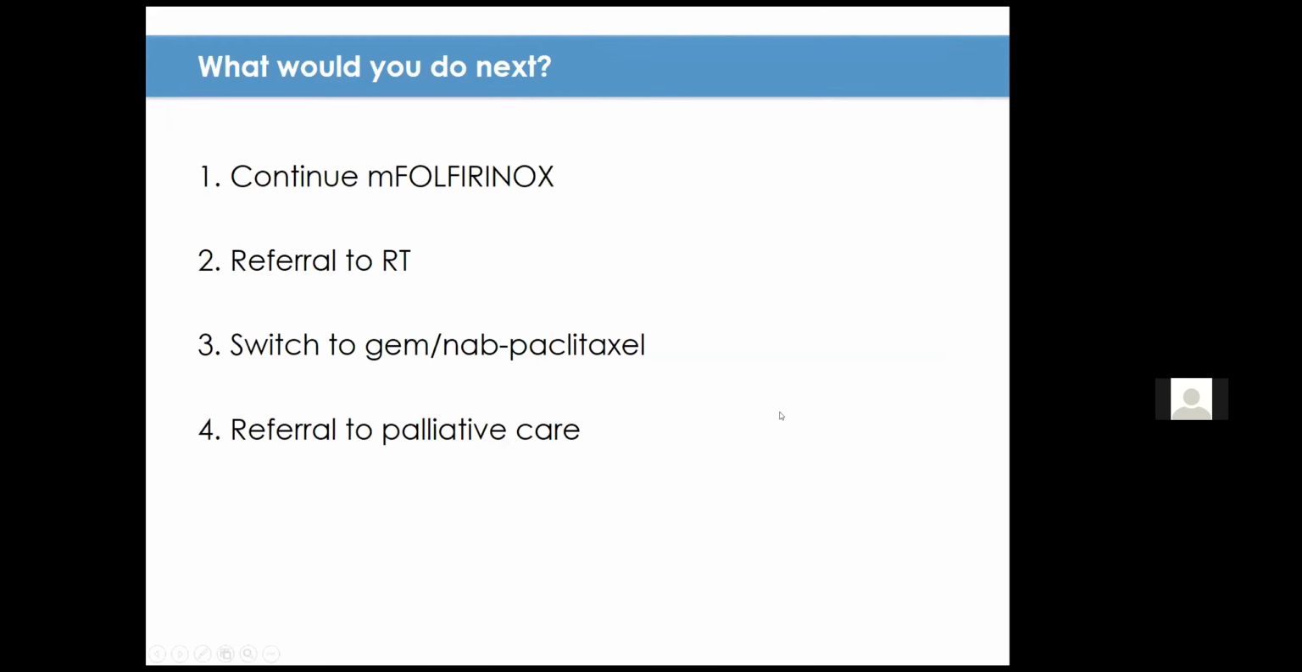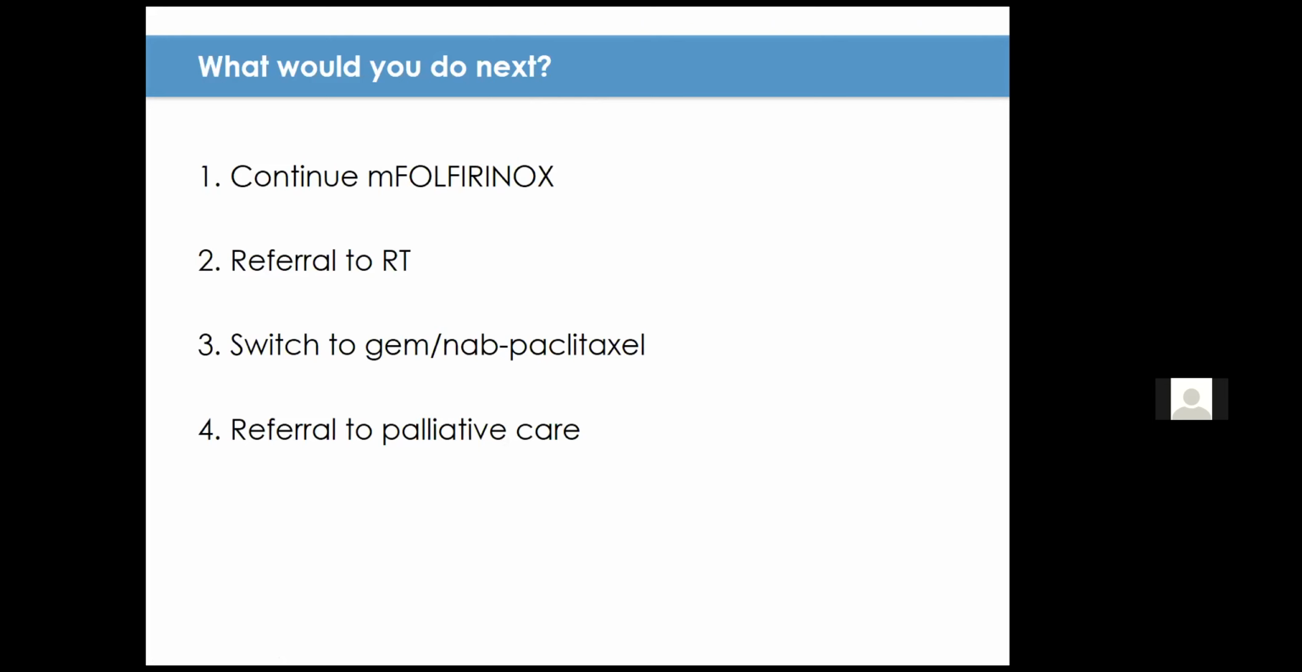So what should we do next? Should we continue with FOLFIRINOX based on these findings? Should we refer her to radiation? Should we switch to nab-paclitaxel, or should we refer to palliative care? Does anyone have an opinion here? All right.